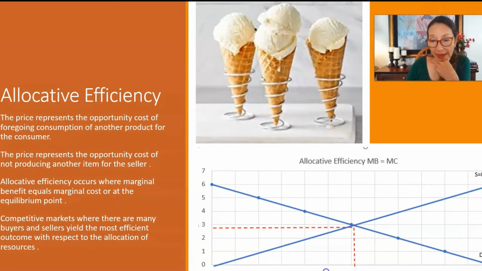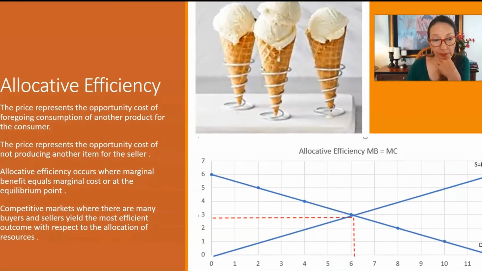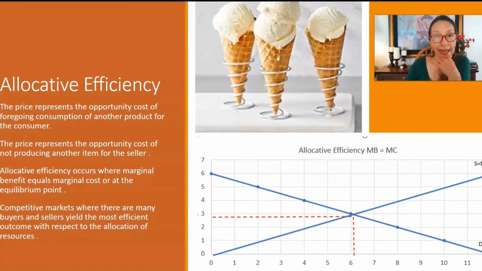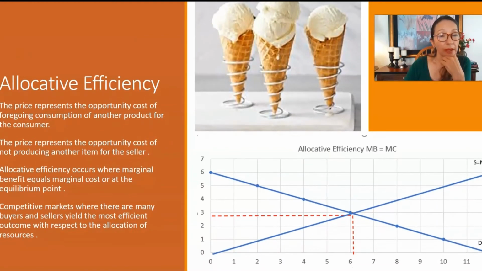Finally, we're going to talk about allocative efficiency. Allocative efficiency means that point where marginal benefit equals marginal cost. It is where both marginal cost and marginal benefit intersect.